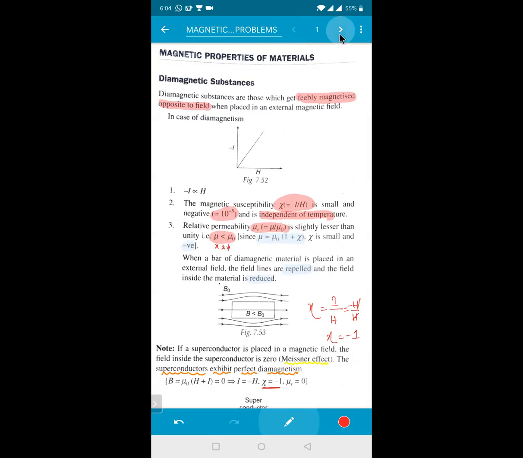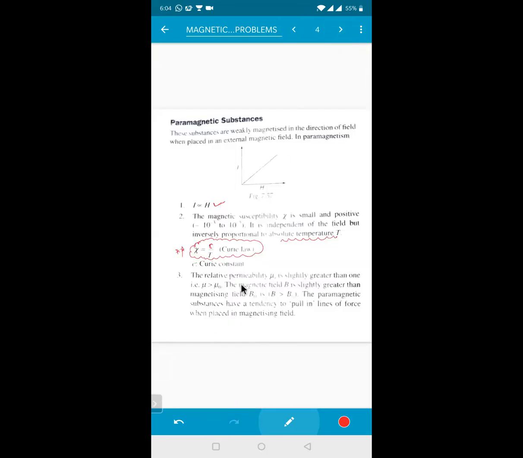The absolute permeability. Here, the relative permeability mu r is slightly greater than 1. That is the reason I am writing here that mu is greater than mu naught. It means the magnetic field B is slightly greater than the magnetizing field H here.